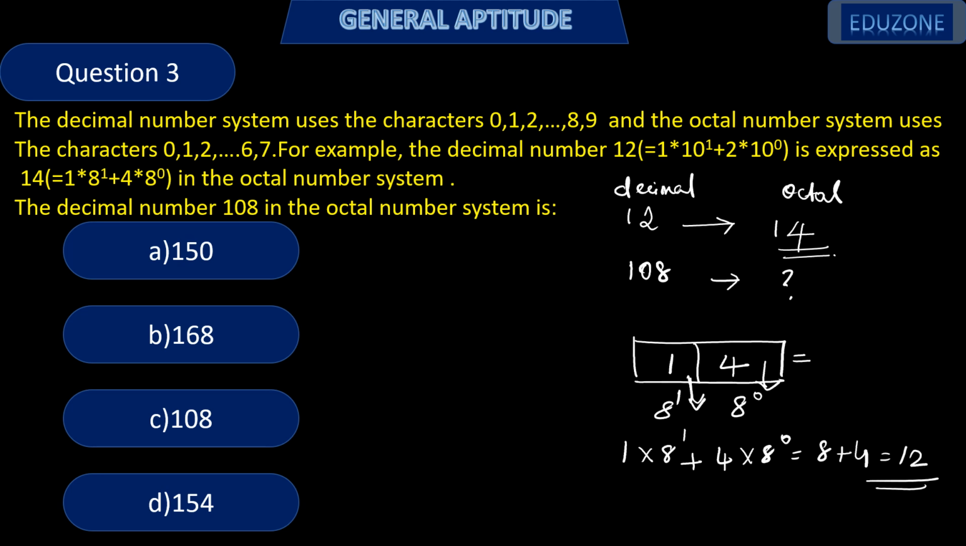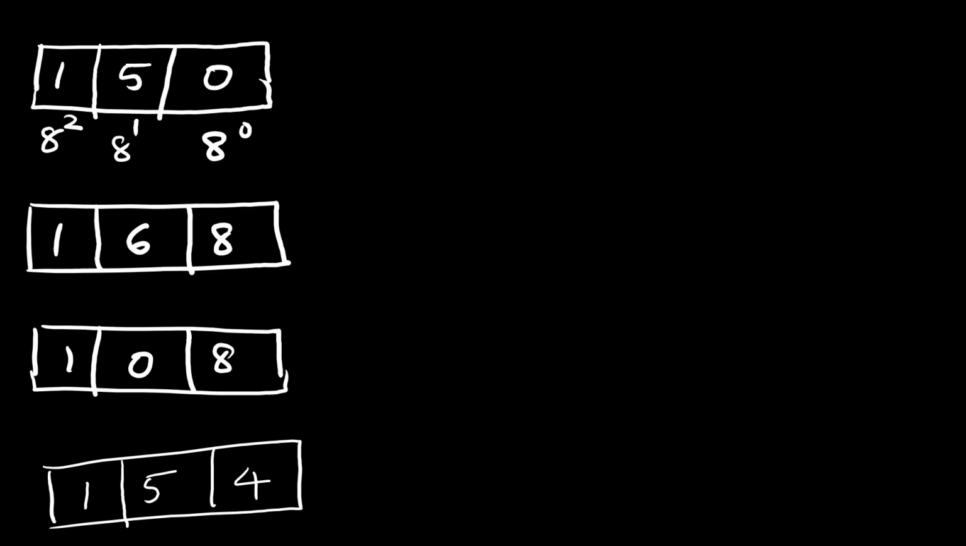In the options given below, these are in the octal number system. We have to find the decimal equivalent and find which number is equal to 108. So we'll do it one by one. 150. Now write it like this: 1 into 8 square plus 5 into 8 raised to 1 plus 0 into 8 raised to 0, that is 0.